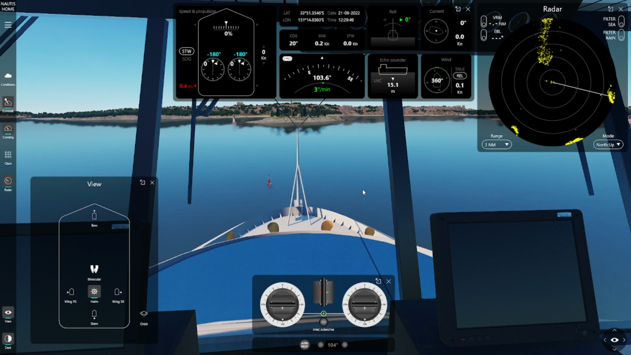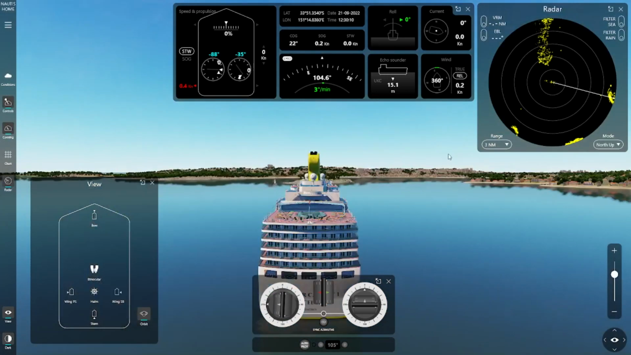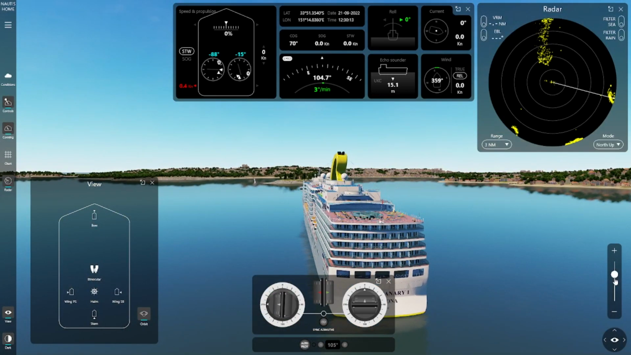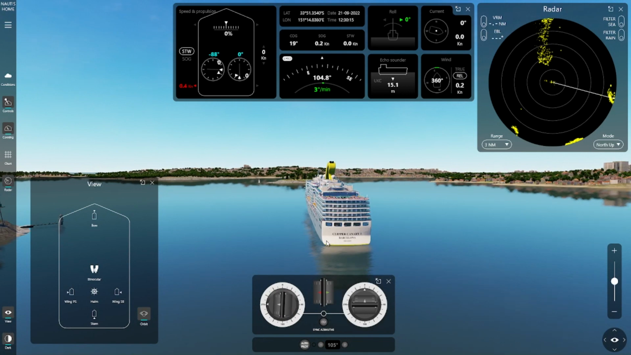So I'm going to go ahead, we're going to be rotating anti-clockwise around this buoy. I'll be using the port pod for that. The reason why I use the port pod is the flow of water will be coming straight out the side of the ship. The port pod is this one here.